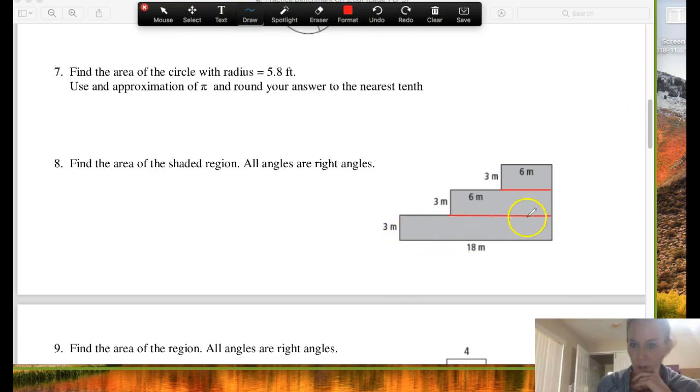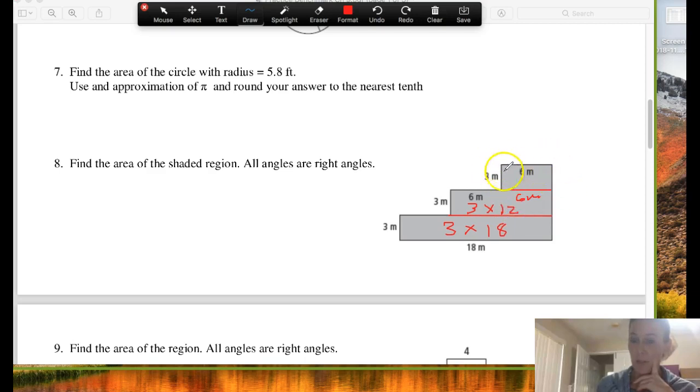This first rectangle, I can find its area because I have 3 and 18. I have a base and a height, or a length and a width. So this rectangle is going to be 3 times 18. For this rectangle, I have a height, and I only have this piece. I need this piece, which I easily can see because of this rectangle. That's 6, so this has to be 6. So this full length here is going to be 12 meters. So I'm going to go 12 times 3, so this will be 3 times 12 here.